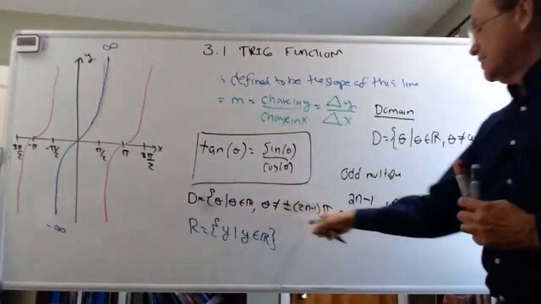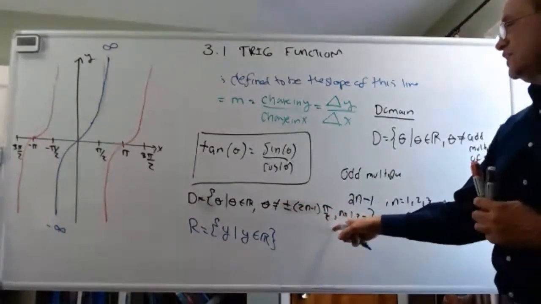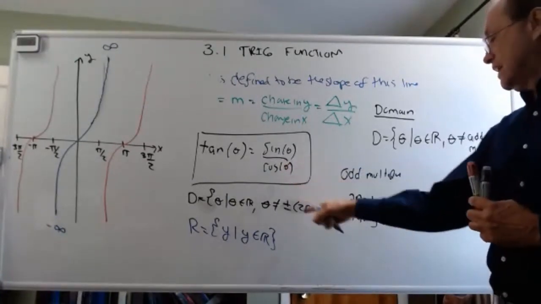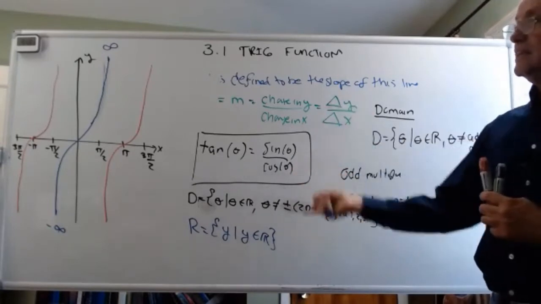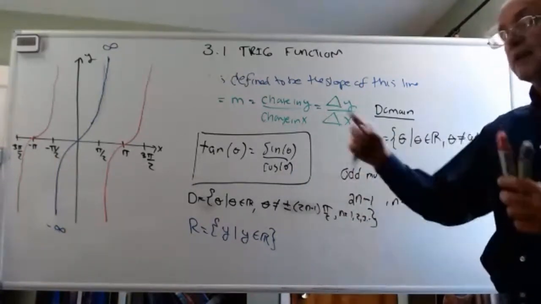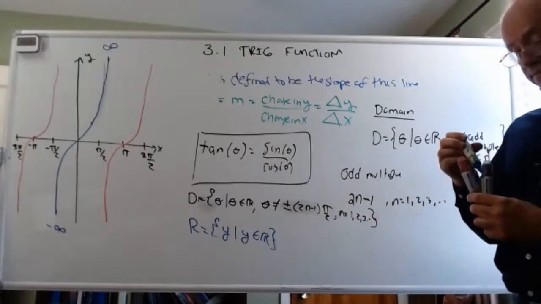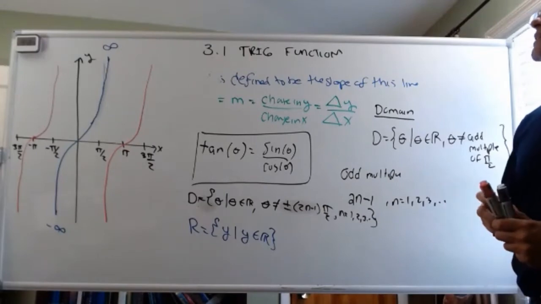My domain, however, is restricted. I can't have division by 0. Any value that makes the cosine 0 has to be removed, and that is an odd multiple of pi over 2. 90, 270, minus 90, minus 270, all those odd multiples. Okay, any questions on that?